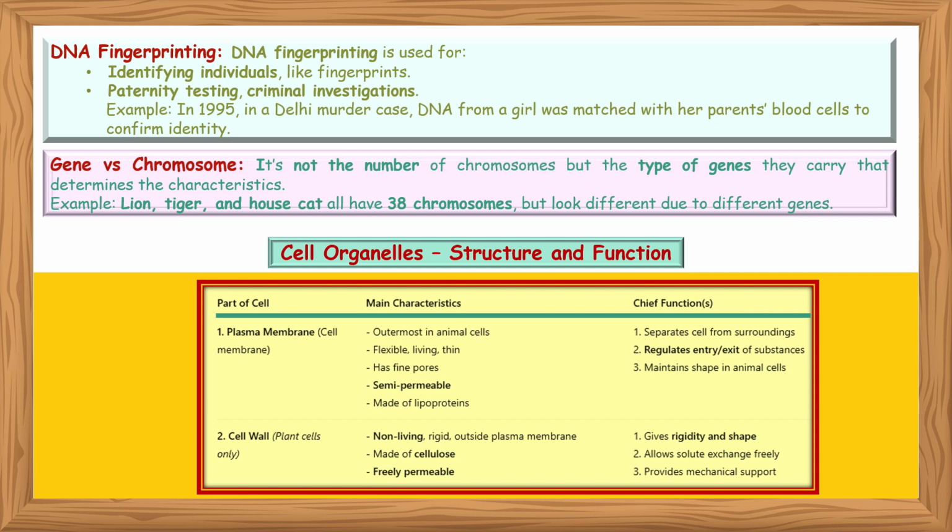It's not the number of chromosomes but the type of genes they carry that determines the characteristics. Example: a lion, a tiger and a house cat all have 38 chromosomes but look different due to different genes.